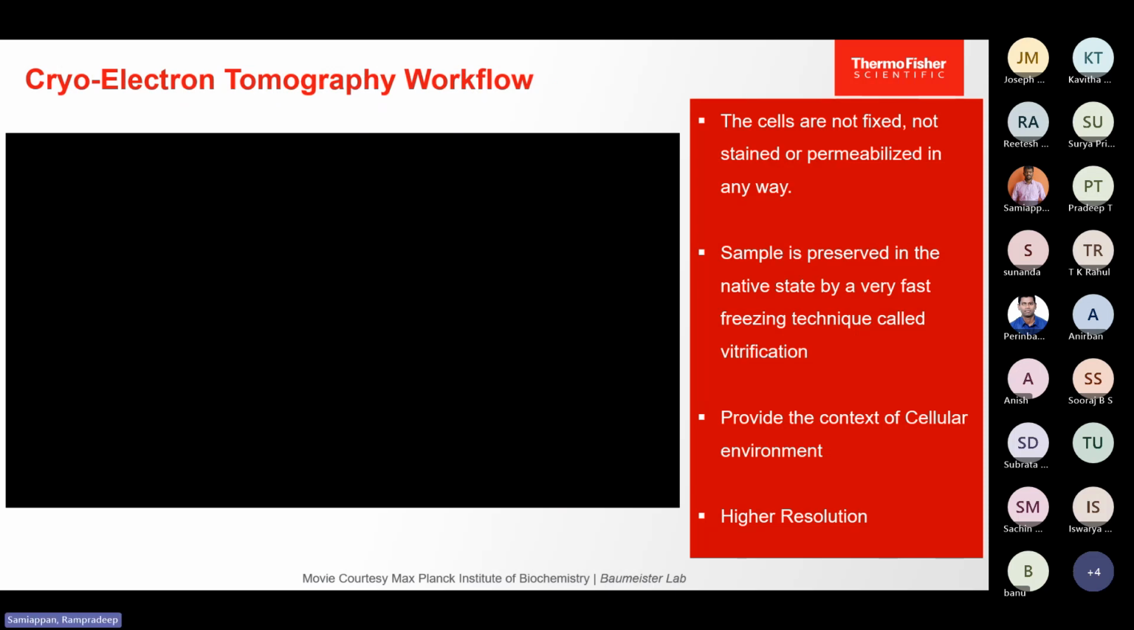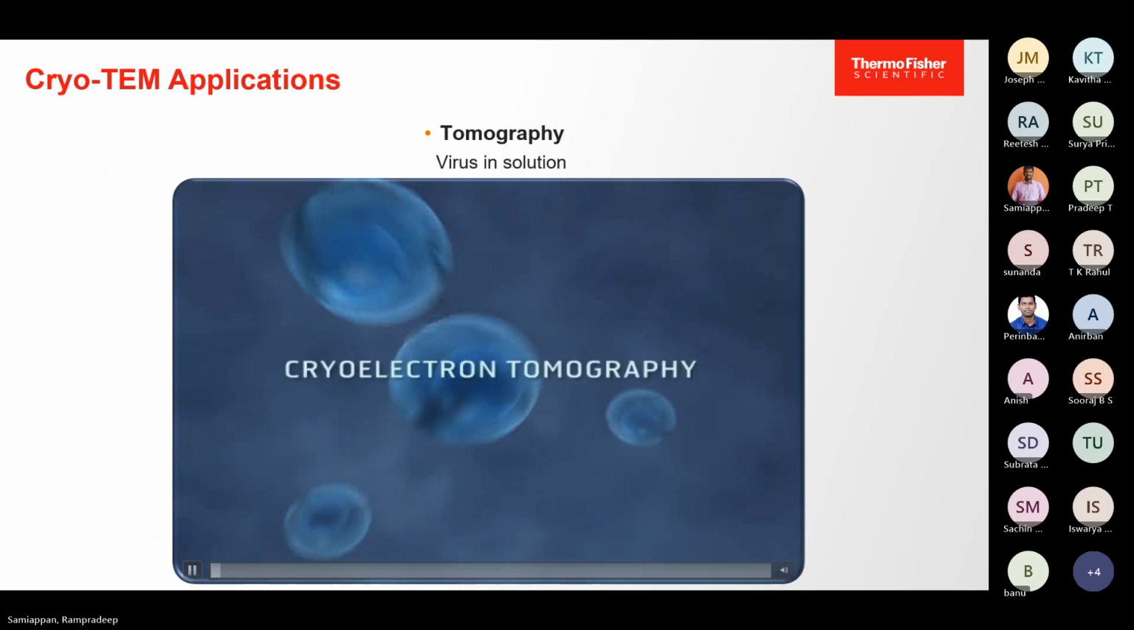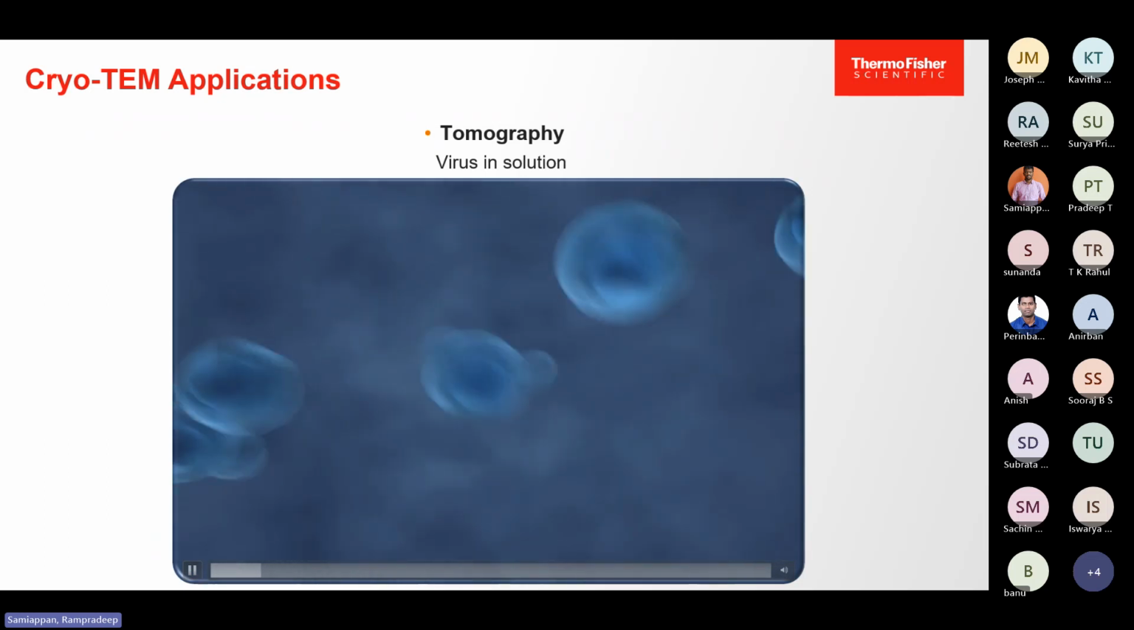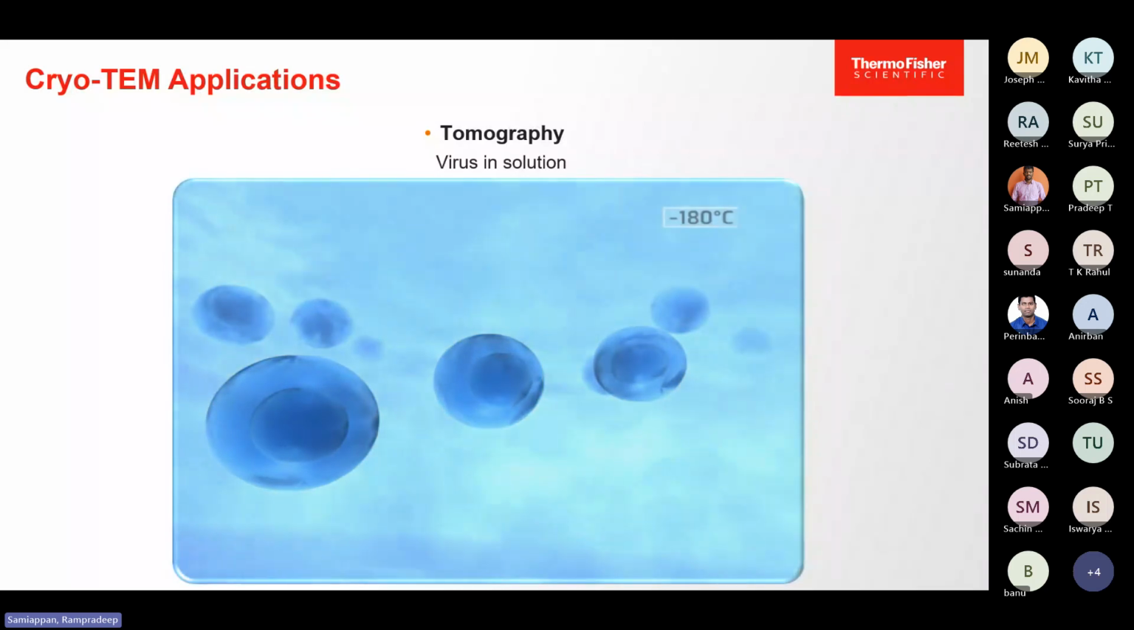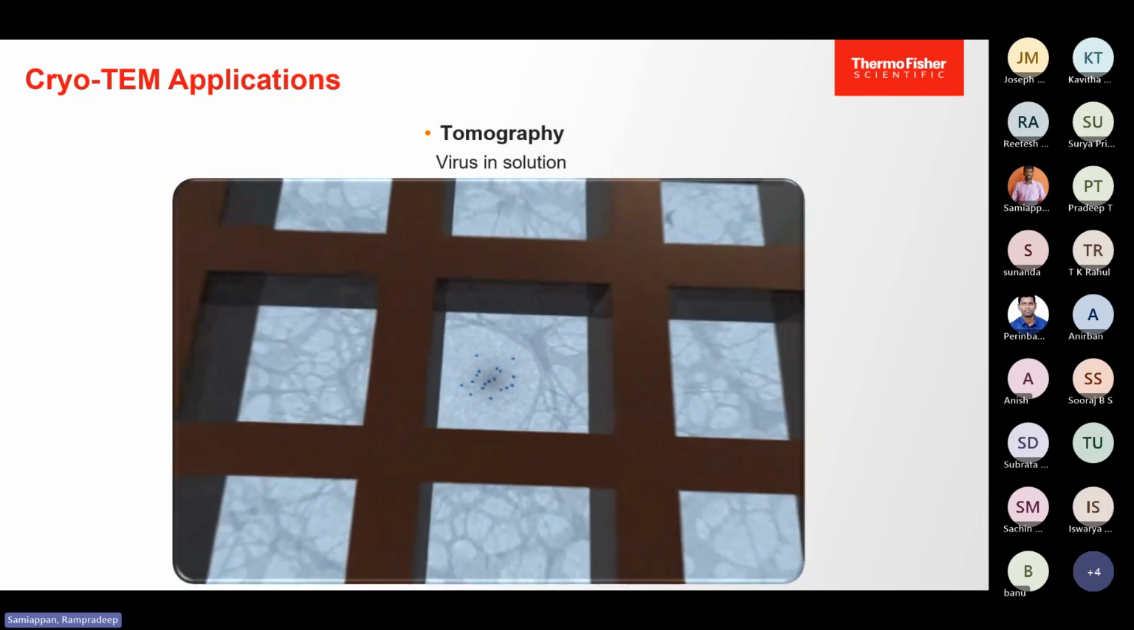And over here, you can visualize cells or tissue samples, for example, but the important thing is it's not fixed and it's not stained. Your sample is preserved in a native state during the vitrification process, and you might get a higher resolution. And you can see the information very clearly. I will share one video of how the tomography process looks. Over here, there is an example of a virus in solution, and it's vitrified now at a temperature of minus 180 degrees.